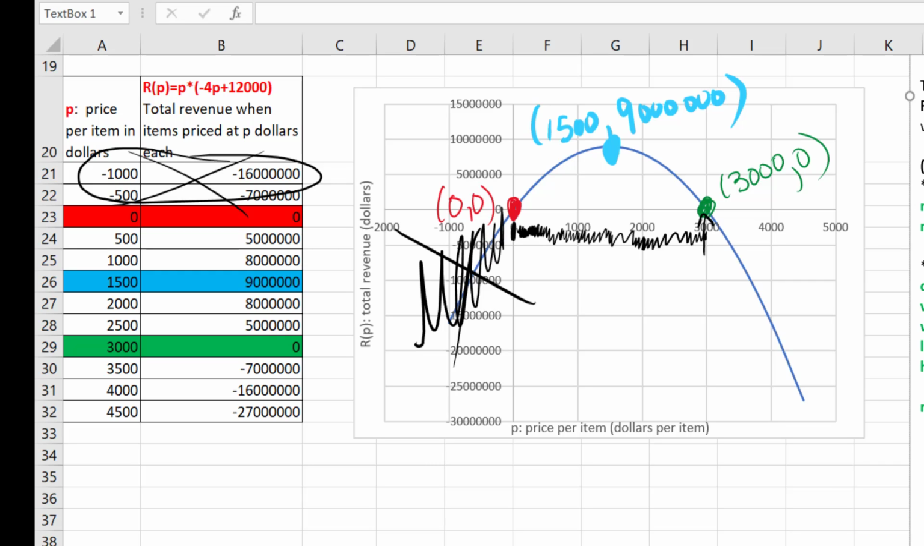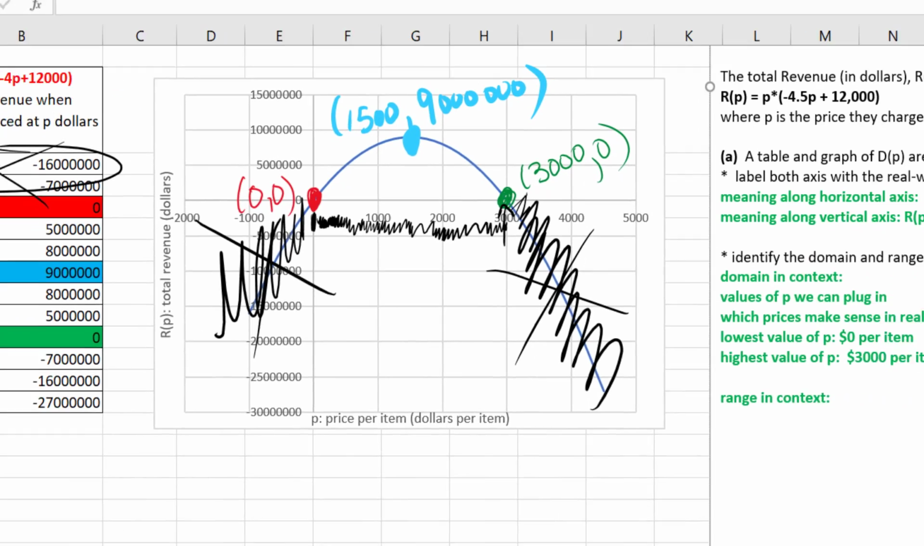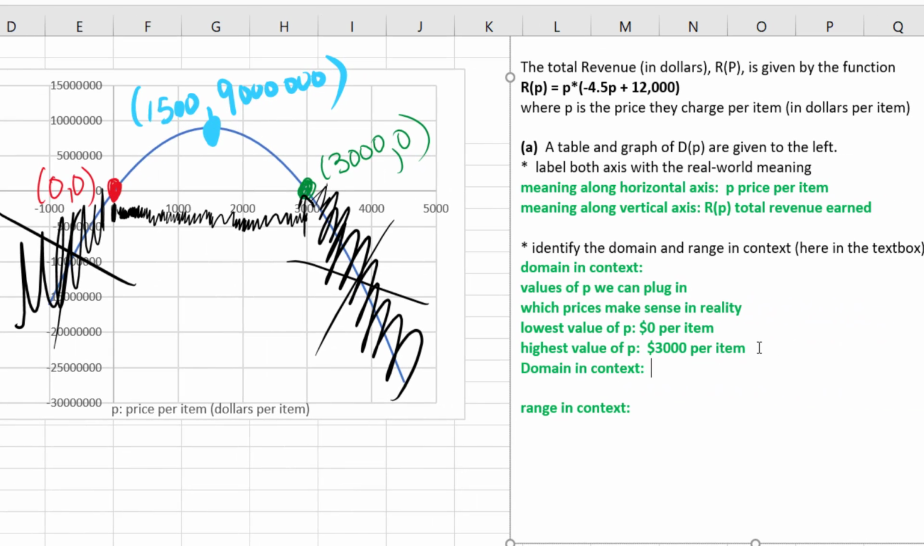The reason I know that is because at $3,000 per item, they will have a revenue of $0. If you charge any more than that, you will have negative revenue. And your revenue can't be negative. Revenue is cash in hand. It's not profit, it's revenue. Revenue cannot be negative. So the lowest the revenue can go is 0. So we cannot charge more than $3,000 per item. So now we know the domain in context is the values of P that span from $0 per item up to $3,000 per item.